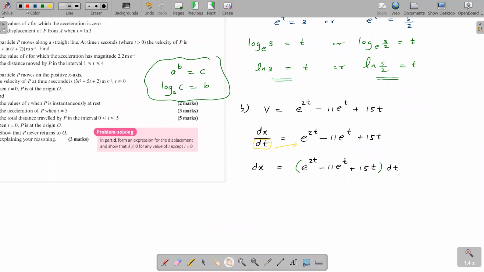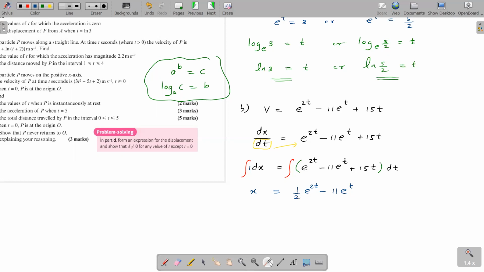Now we go for the integration. This side, when you integrate 1 with respect to x, the answer is x. Equals e to the power 2t when you integrate, e to the power 2t over 2, half e to the power 2t, minus 11 e to the power t. Integration is e to the power t, right? Because you divide by the coefficient. Here we divide by 2 because it's 1 over a e to the power ax. That's how the rule works, right?